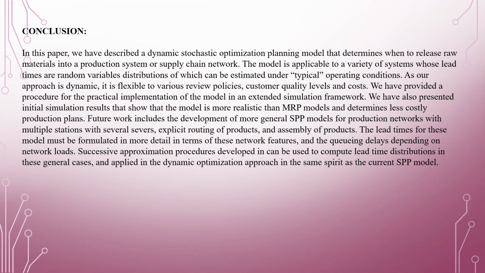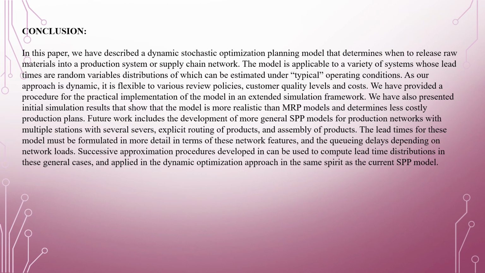Finally, the conclusion. In this paper, or in this seminar, we have described a dynamic stochastic optimization planning model that determines when to release raw materials into a production system or supply chain network. The model is applicable to a variety of systems whose lead time random variable distribution can be estimated under typical operating conditions. As our approach is dynamic, it is flexible to various review policies, customer quality levels, and costs. We have provided a procedure for the practical implementation of the model in an extended simulated framework.